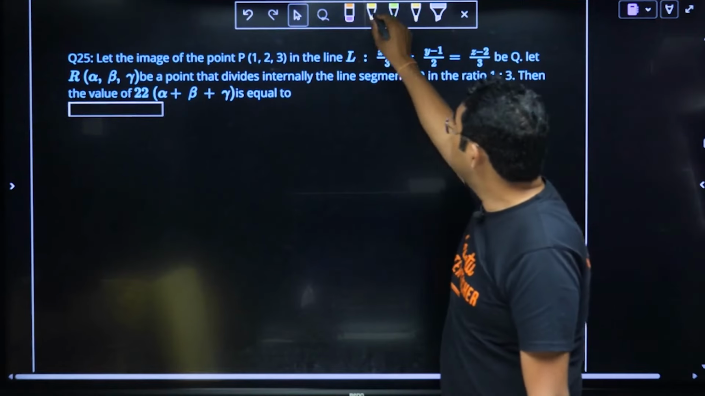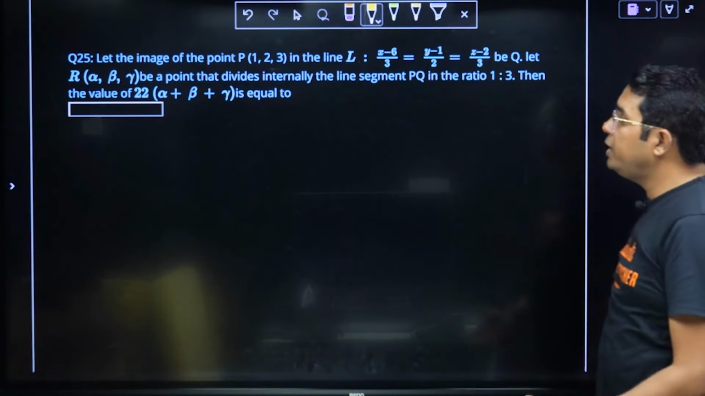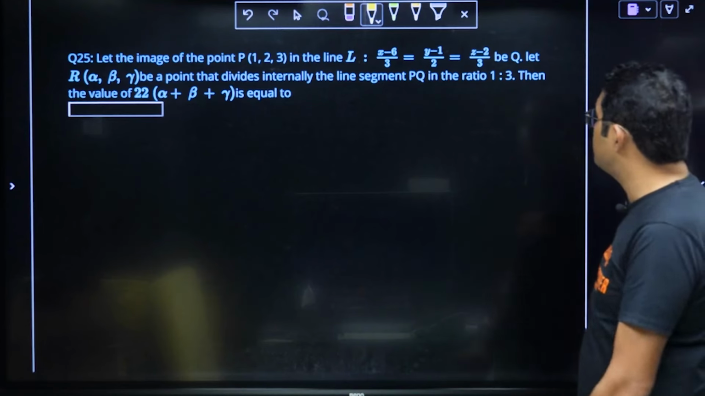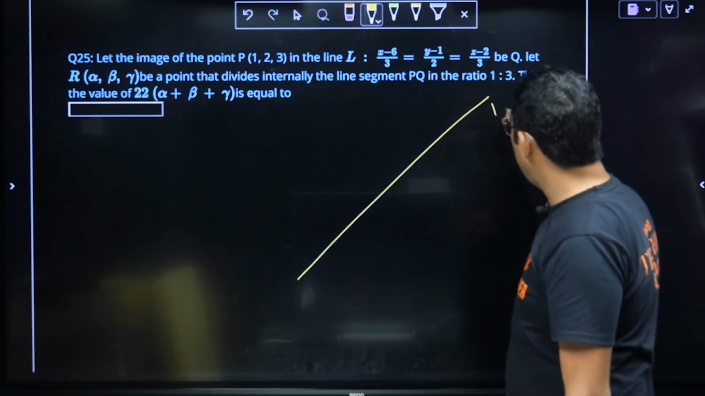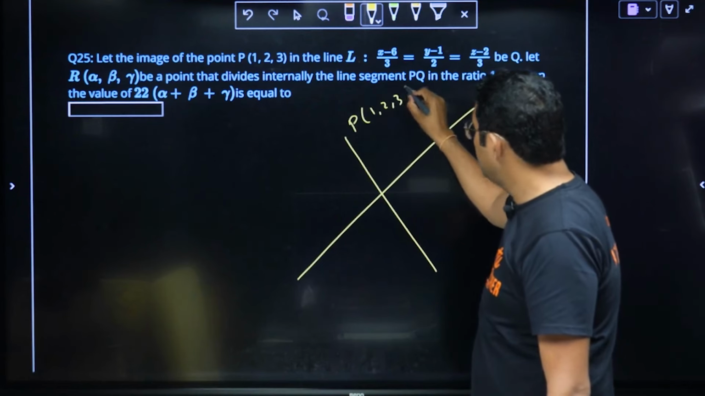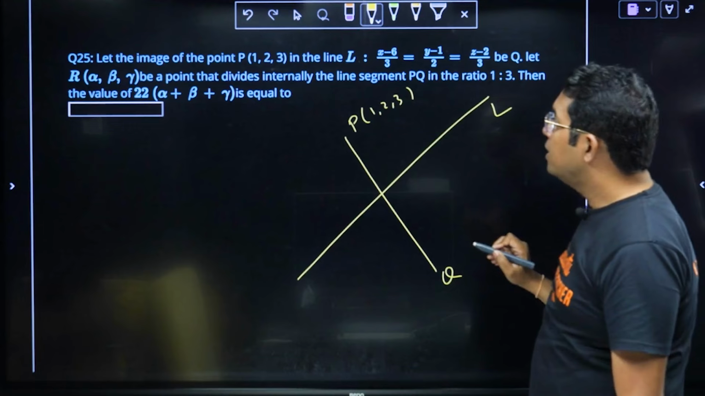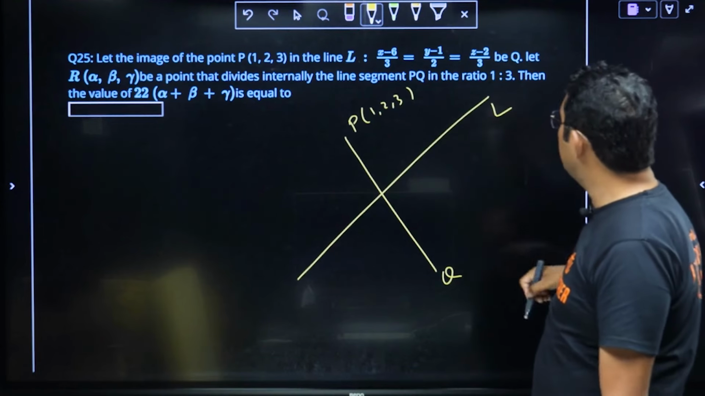We are given that the image of point P in the line L is Q. R is a point that divides internally the segment PQ in the given ratio. Okay, so we are given line L. P point is 1, 2, 3. Image of P is Q, and R divides internally PQ in the ratio 1:3.